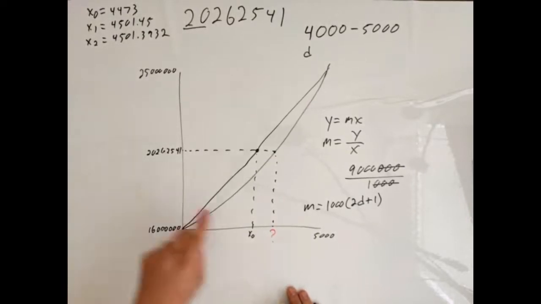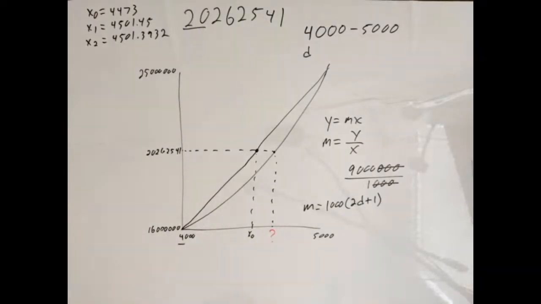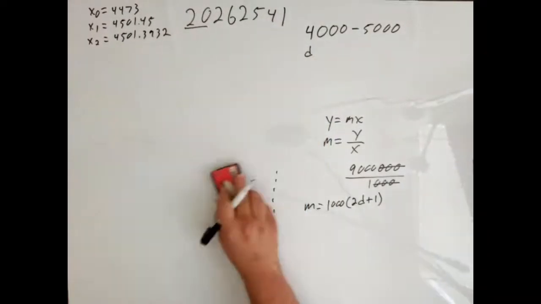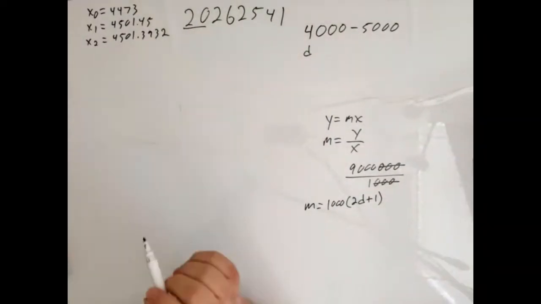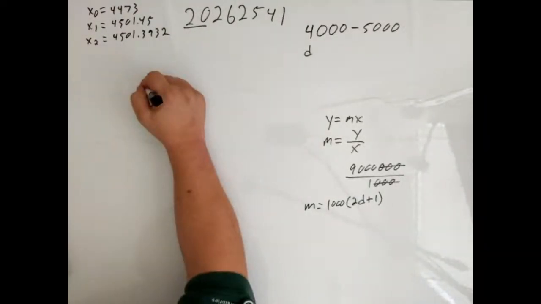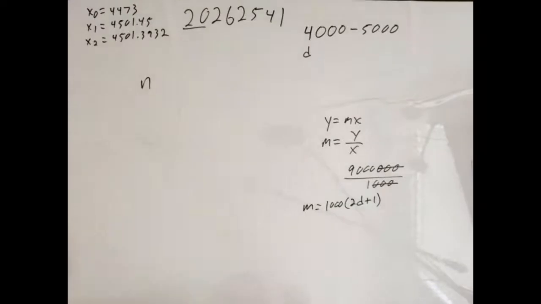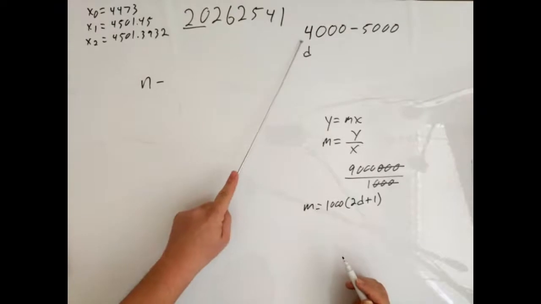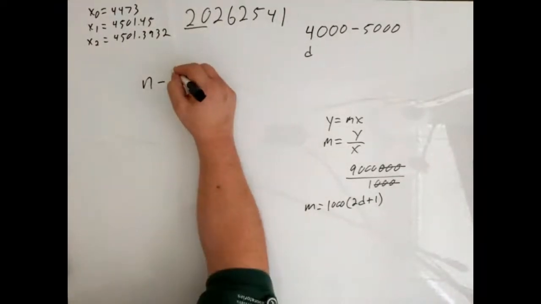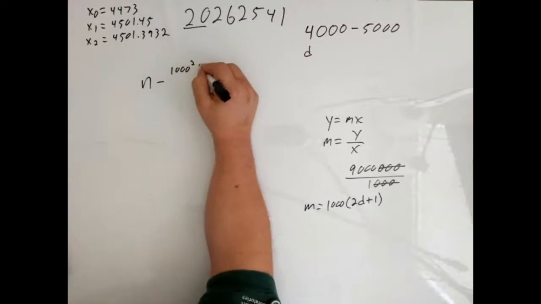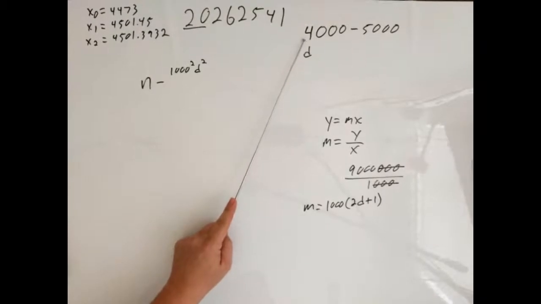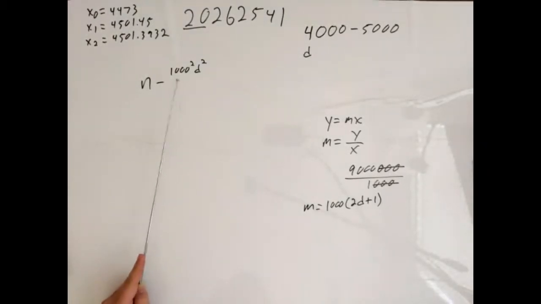To do the algebra, I'm going to remove this chart, but I'm going to leave this. So I'm going to restate what I just said. What we need to do is take the difference between this number, we're going to call that n, our number is 20 million, subtract this number squared, which is going to be 1,000 squared d squared. If you square d, which is 4, you get 16. 1,000 squared is a million, so that is 16 million.